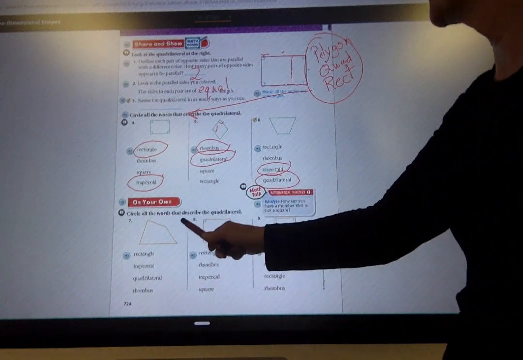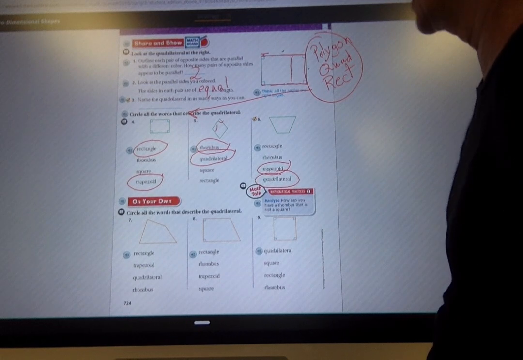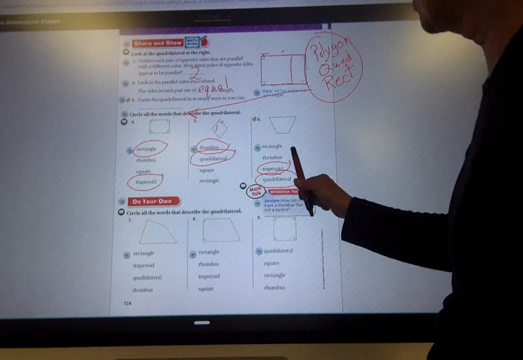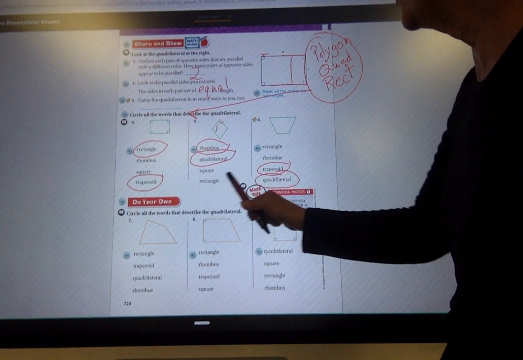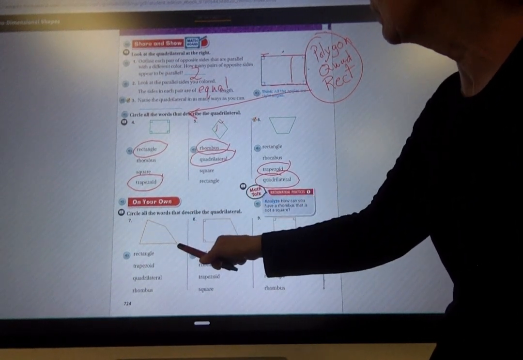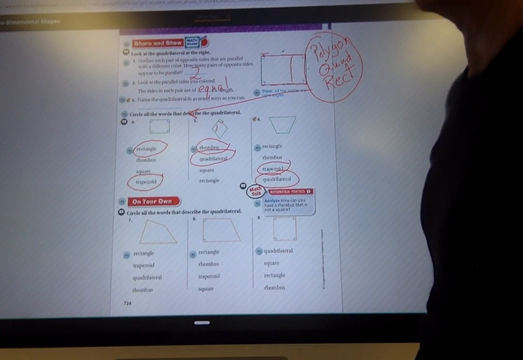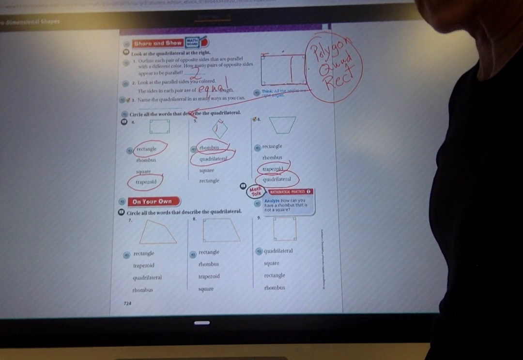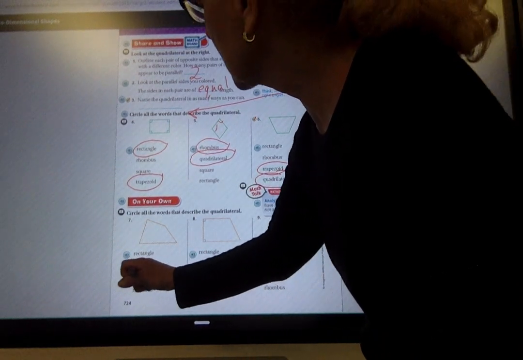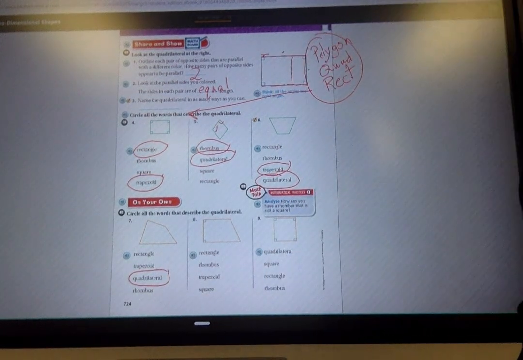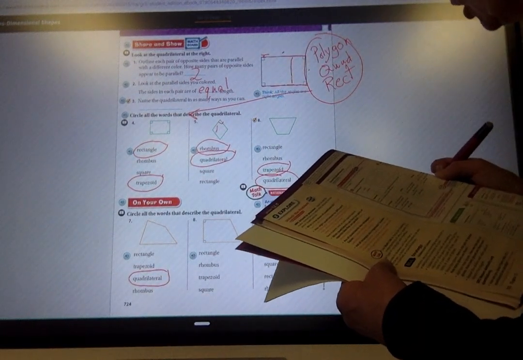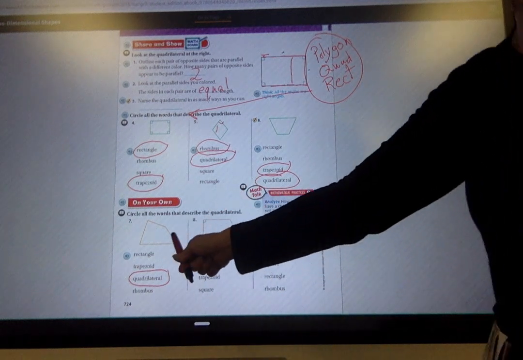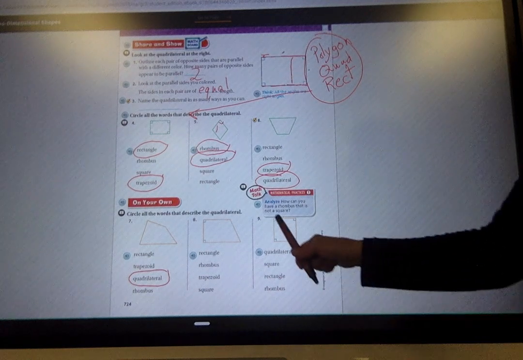Let's take a look down here. Circle all the words that describe the quadrilateral. It's not a rectangle. Could it be a trapezoid? Do we have any parallel lines? We do not. Could it be a quadrilateral, four sides? It does have four sides. How about a rhombus? Let's see, rhombus again. Oh, we need parallel sides. We don't have any. So we can only call this a quadrilateral. Let's look at this one.